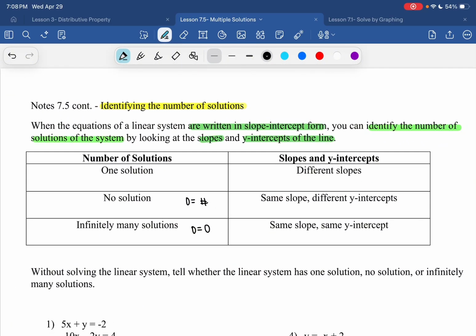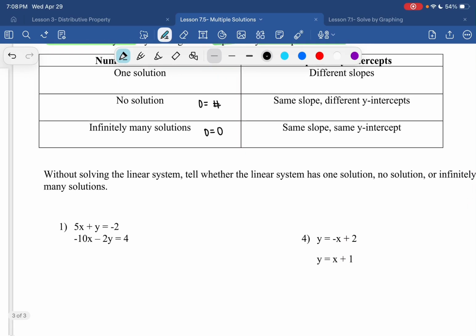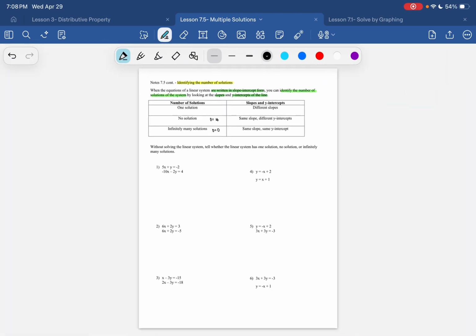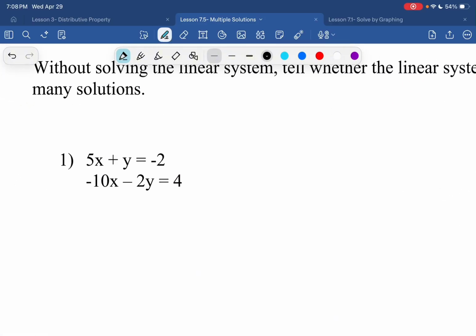Okay? So what we're going to do is put each linear equation into slope-intercept form. And then we're going to use the chart and see what solutions we have. So here we go. Let's do number 1 together. These are not in slope-intercept form. It looks like they're in standard form. We're going to have to do something about that.